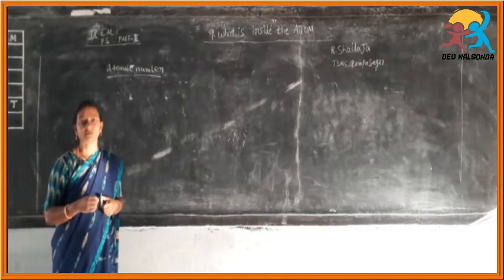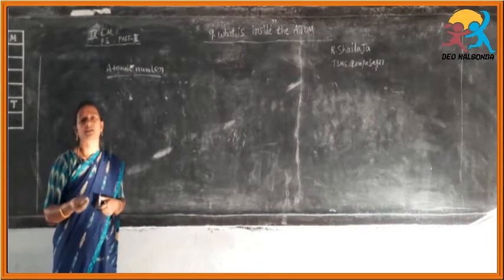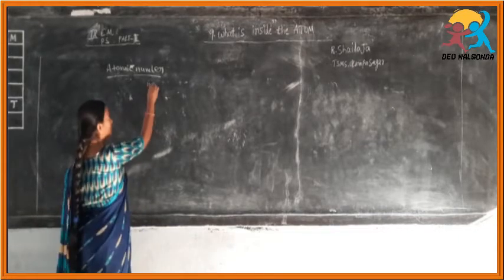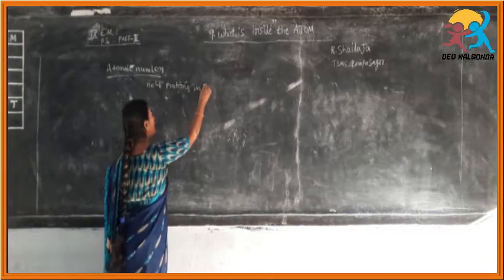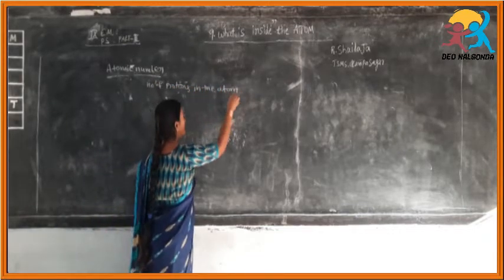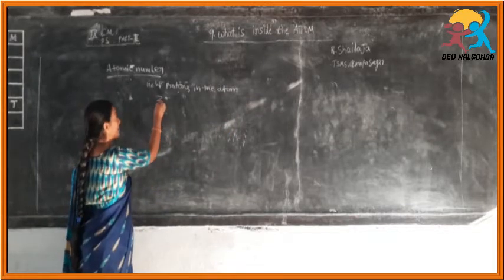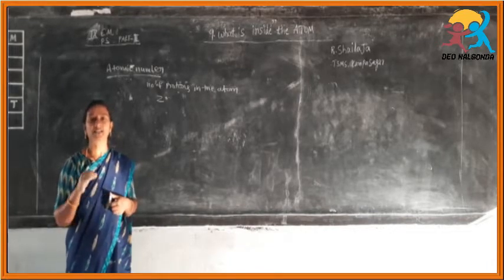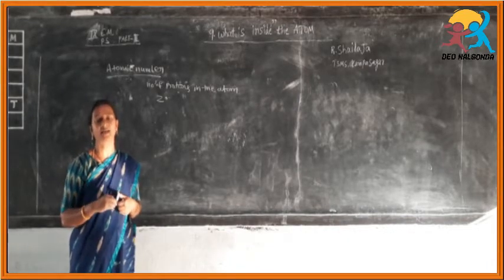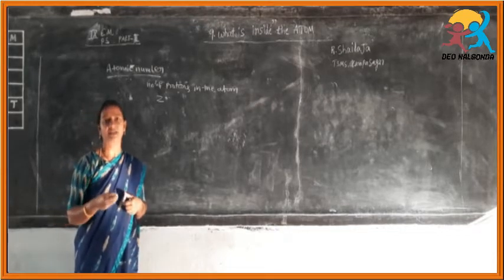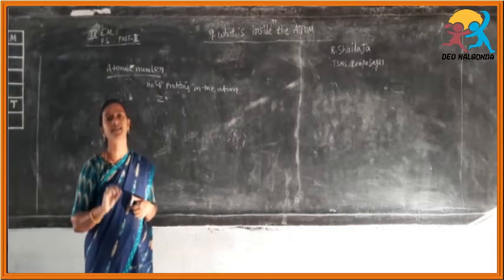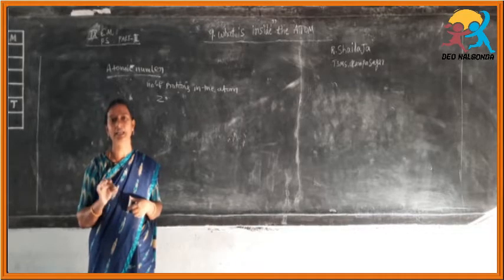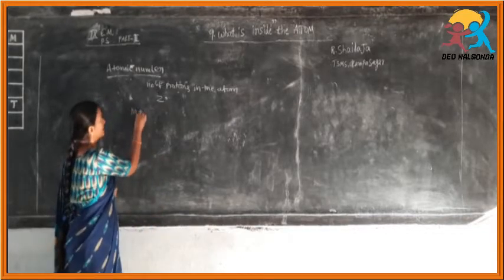Atomic number: what does atomic number mean? The number of protons in the atom is considered the atomic number. It is represented with Z. So if any given atom is there, the number of protons in its nucleus is considered the atomic number. Next, mass number.